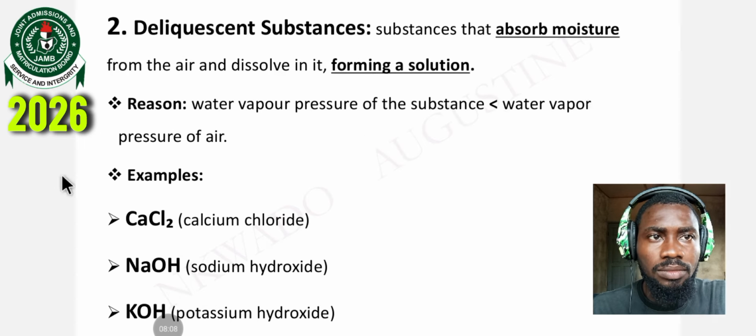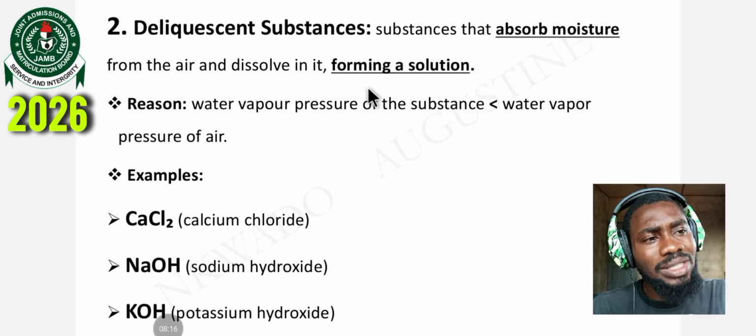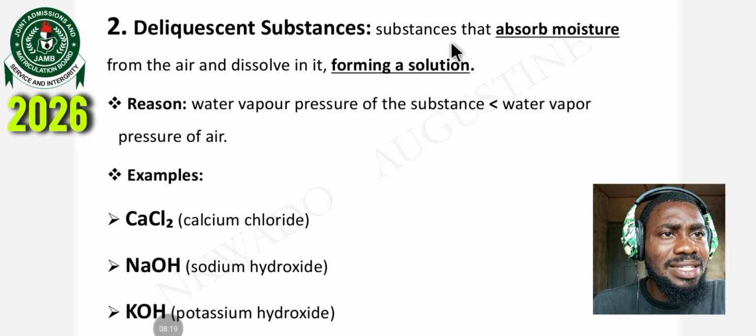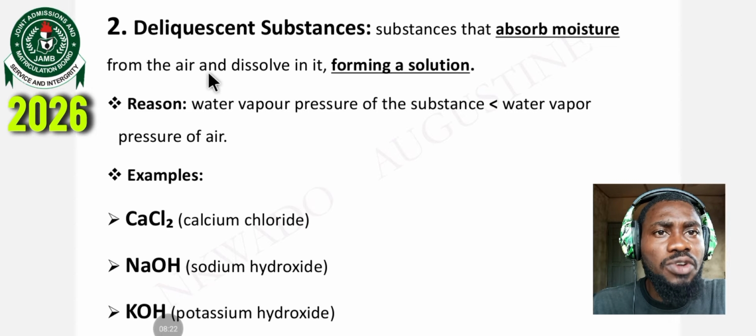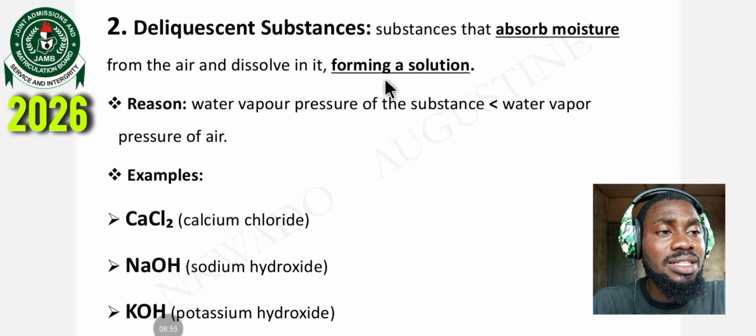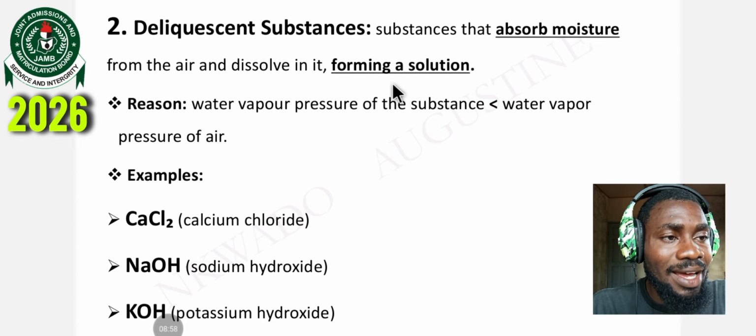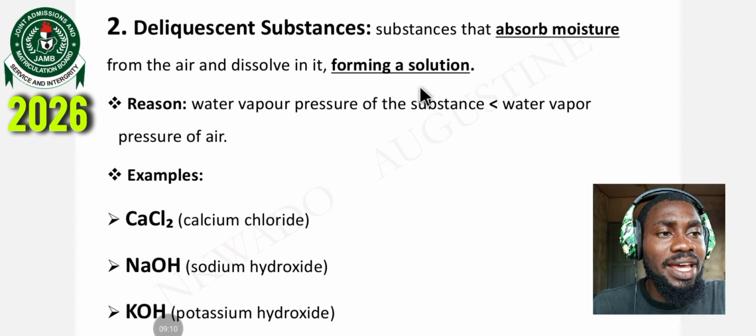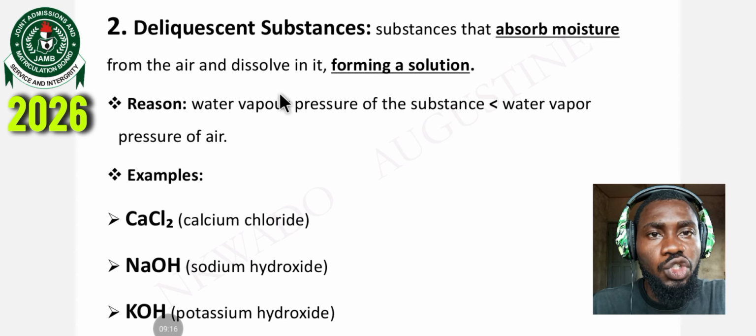Let's look at deliquescent substances, number 2. What are deliquescent substances? Deliquescent substances are substances that absorb moisture from the air and dissolve in it, forming a solution. When a deliquescent substance absorbs moisture from the air, it forms a solution. So efflorescent substances lose moisture to the air, but deliquescent substances absorb moisture from the air and become a solution. They absorb moisture from the air and use that moisture to form a solution. Take note of the keyword: forming a solution.